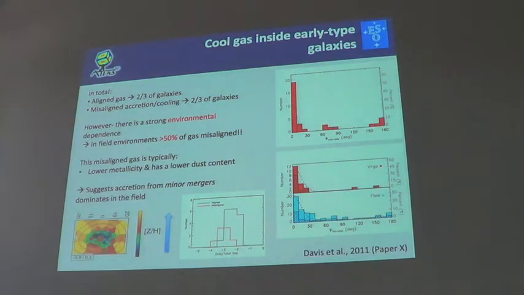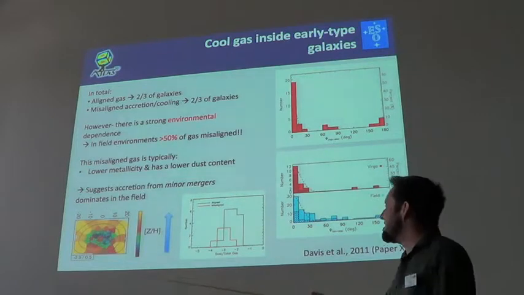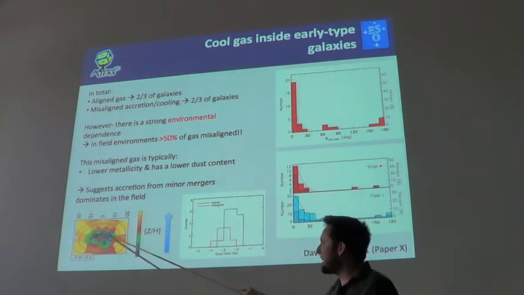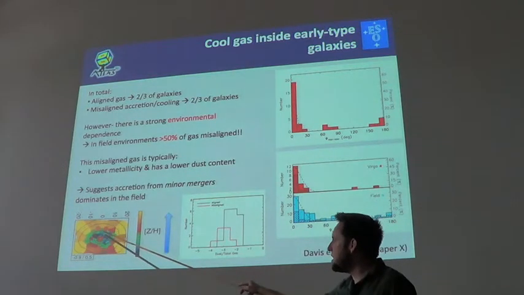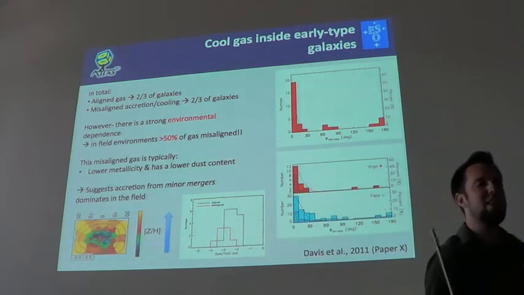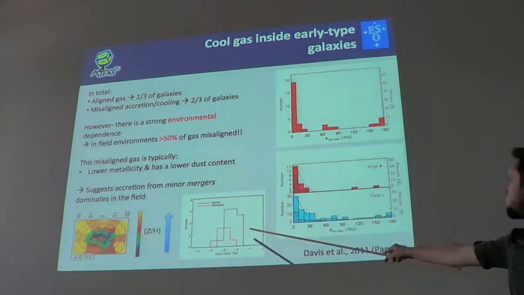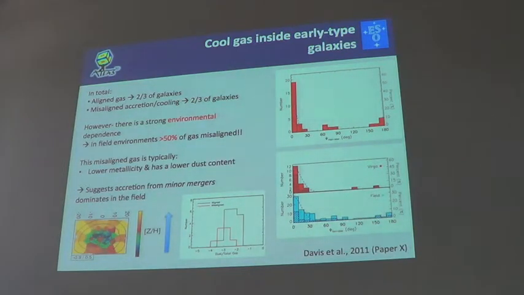We also see other evidence for gas accretion. So for instance, this is a metallicity map of the stars in the center of one of these molecular gas hosting objects. The gas sits in this area, and you can see lower metallicity where this gas is, suggesting the stars are formed from low metallicity gas. Dust to gas ratios are also lower, again suggesting minor mergers are the source of this gas.